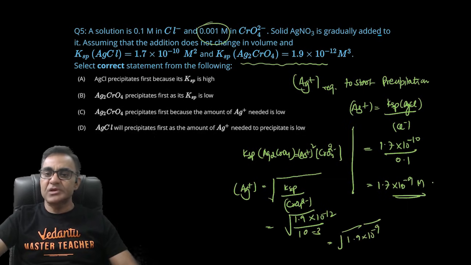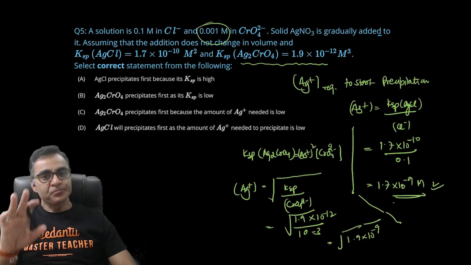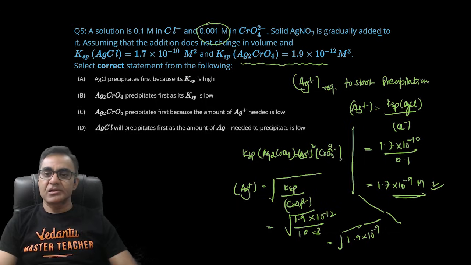ये सर्टेनली इस वैल्यू से तो कम होगा, ज्यादा होगा इनफैक्ट. इसका मतलब ये है कि AgCl का प्रेसिपिटेशन स्टार्ट करने के लिए जो Ag प्लस चाहिए वो कम क्वांटिटी में है, तो AgCl विल स्टार्ट प्रेसिपिटेटिंग फर्स्ट. ऑलराइट, सो D is going to be the correct answer of this question. Beautiful question of selective precipitation.